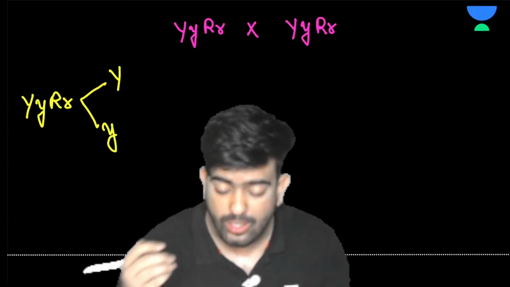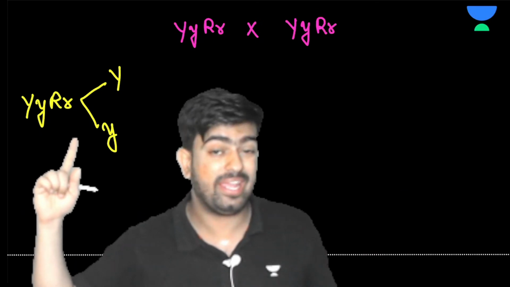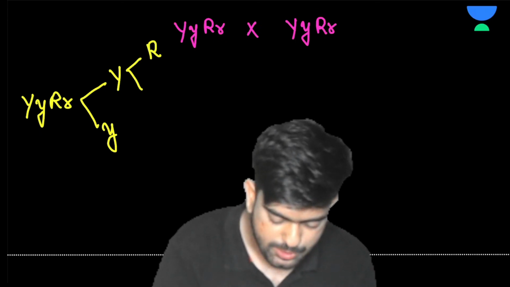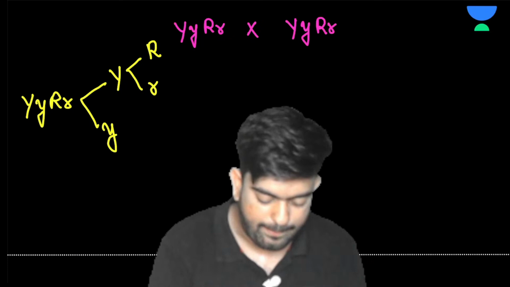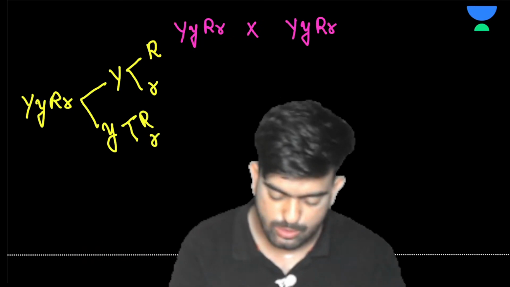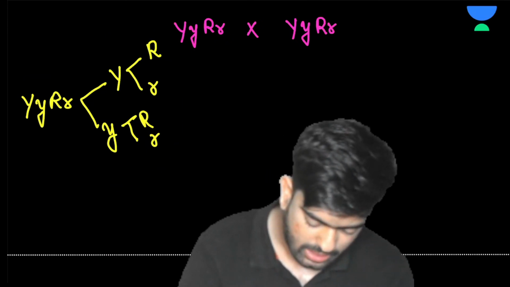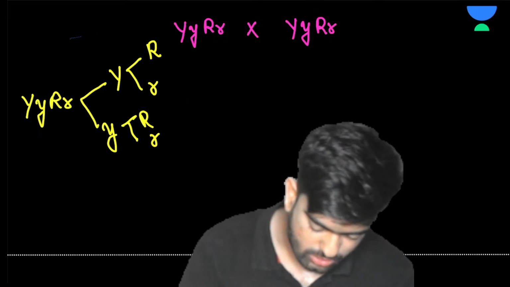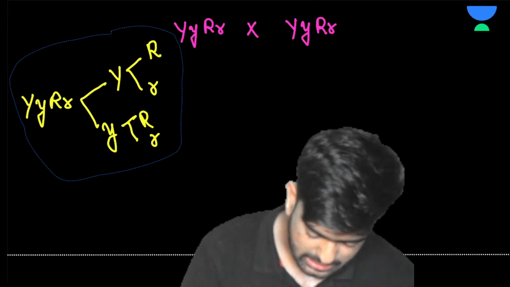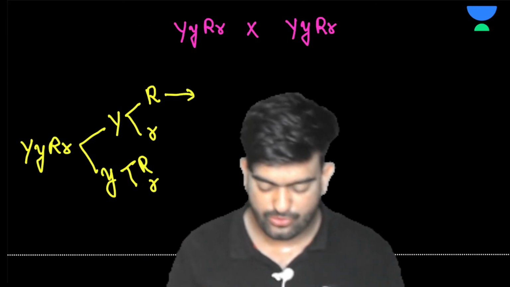Now, capital R and small r is also heterozygous. So again, we are going to bifurcate: capital R and small r, and again capital R and small r. This is how we are going to make the gametes. Now let us arrange them and find out how many types of gametes we have got.